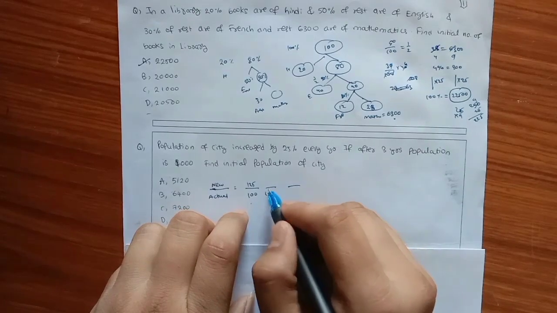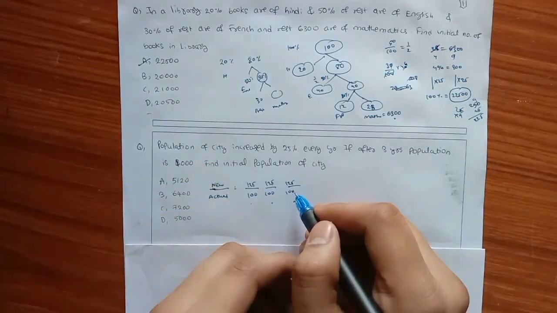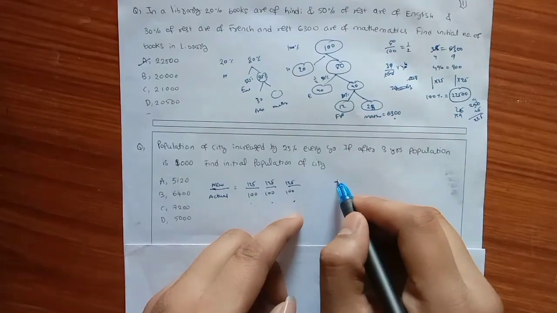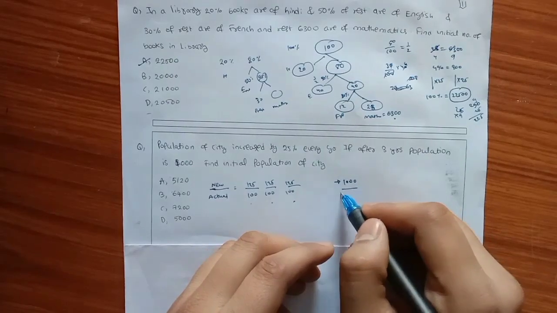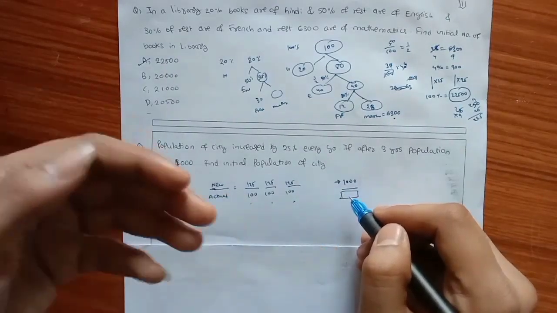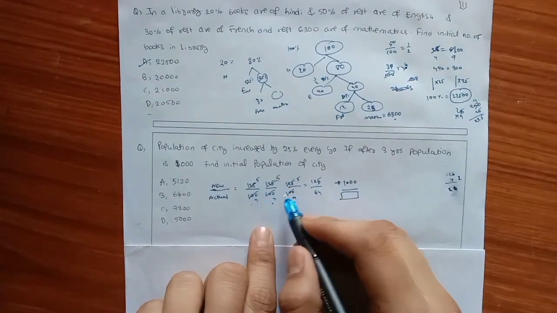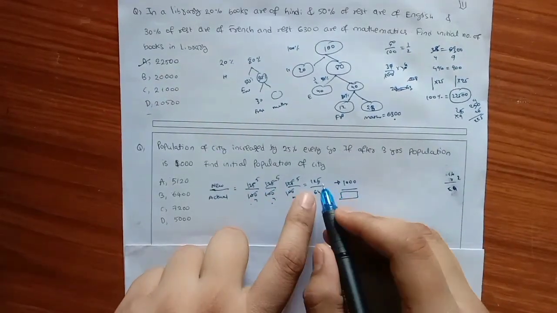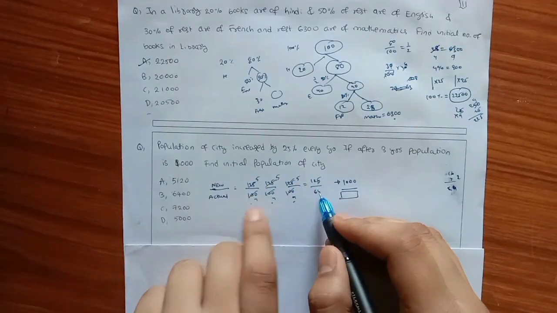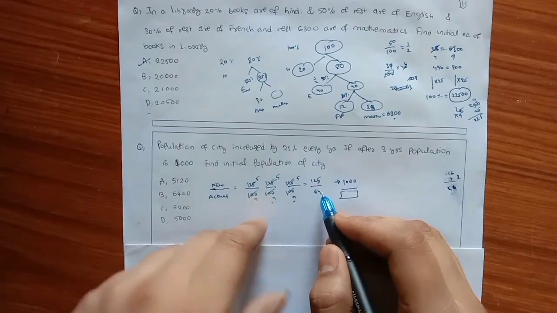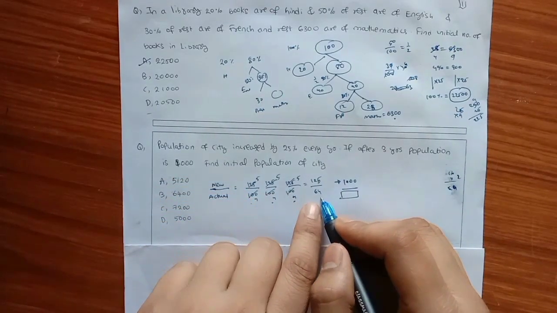Let us write the same thing: 100 by 125, 100 by 125, 3 times. So he said the new quantity is 1000. Then we need to calculate the old quantity, the initial population of the city. If we simplify this, we get 5 by 4, 5 by 4, 5 by 4, so on. After calculating the whole thing, we get 125 by 4 into 4 into 4, which is equal to 64.